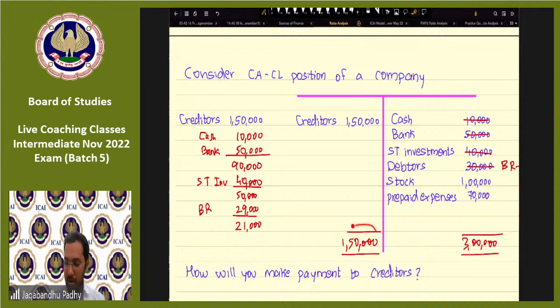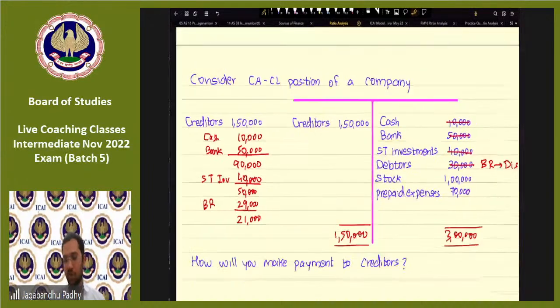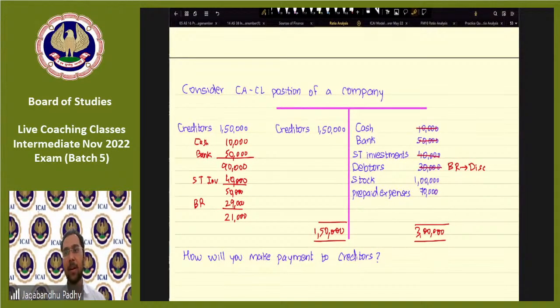So in spite of having the ideal ratio of 2:1, we are finding that there may be a case that we are not able to honor the dues of our creditors. Am I right, guys? In spite of having the ideal current ratio, you are not able to fulfill the payment to the creditors. Now, what is stopping you from doing that? Hypothecate, pledge, again, it's a long process, and against a stock, you may not get a very handsome amount.